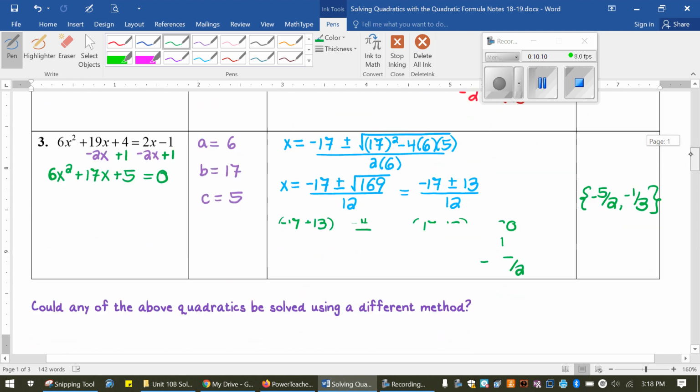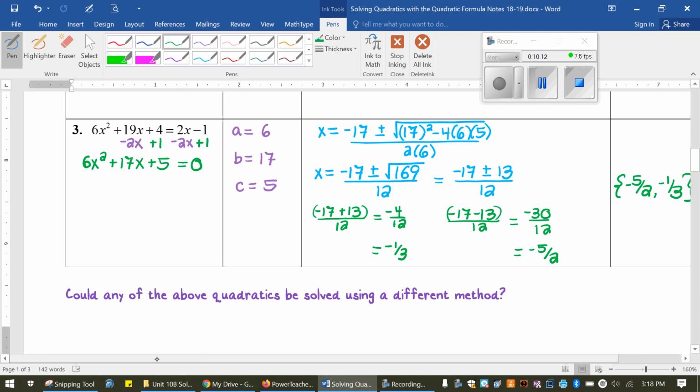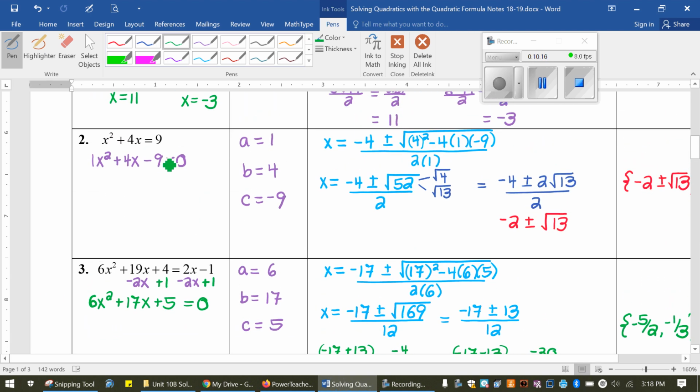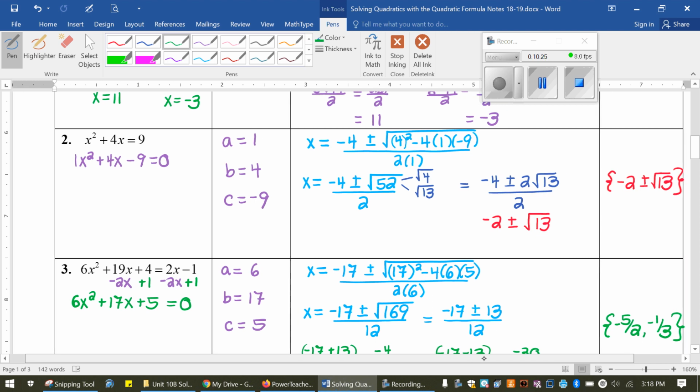If we look at number 3, next, I skipped number 2. Let's go back to number 2. There are no factors of -9 that are going to add to 4. So number 2 definitely is not factorable. We have to use the formula. You can kind of see that in the answer because you were left with something underneath the root. There wasn't going to be an answer that you could get by factoring.